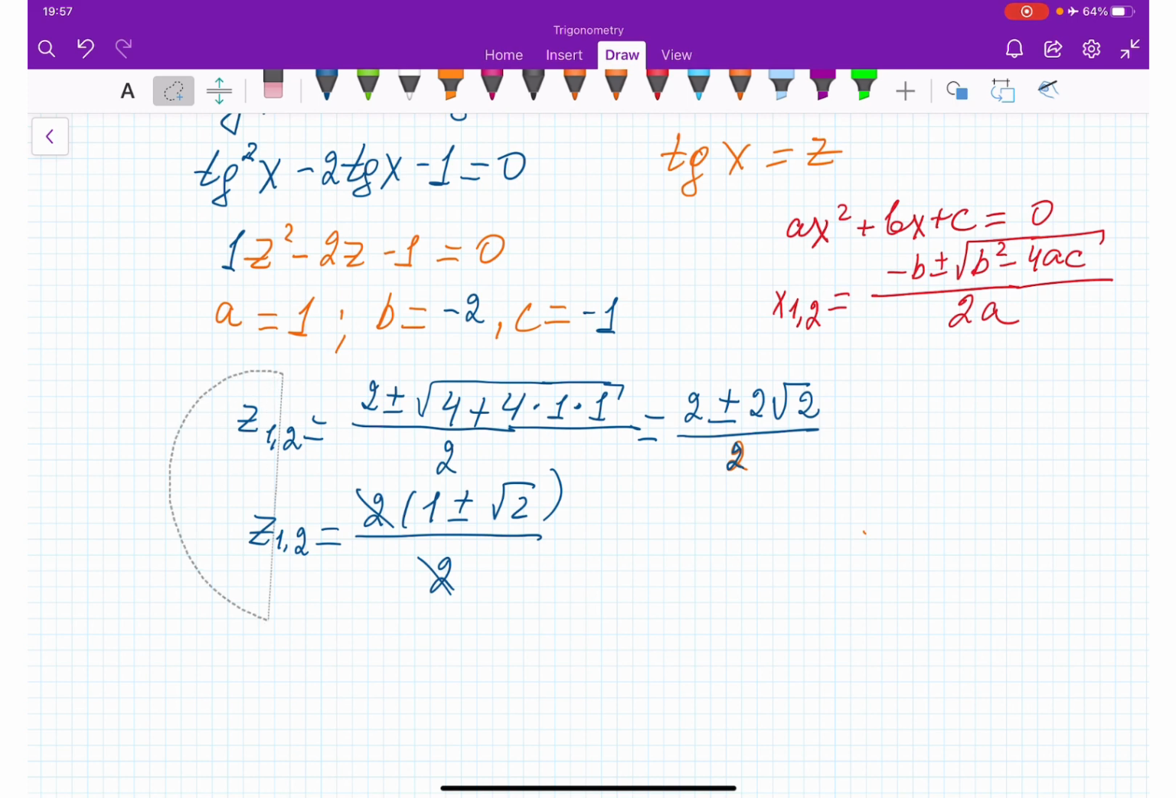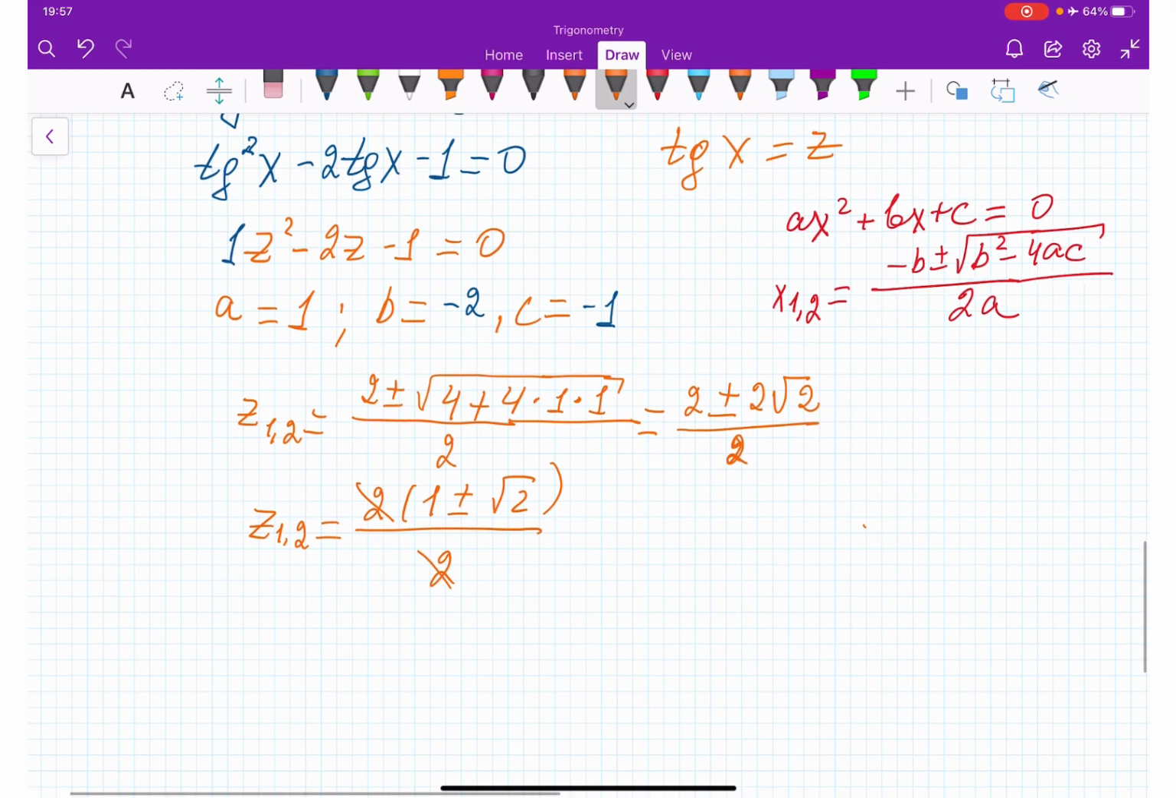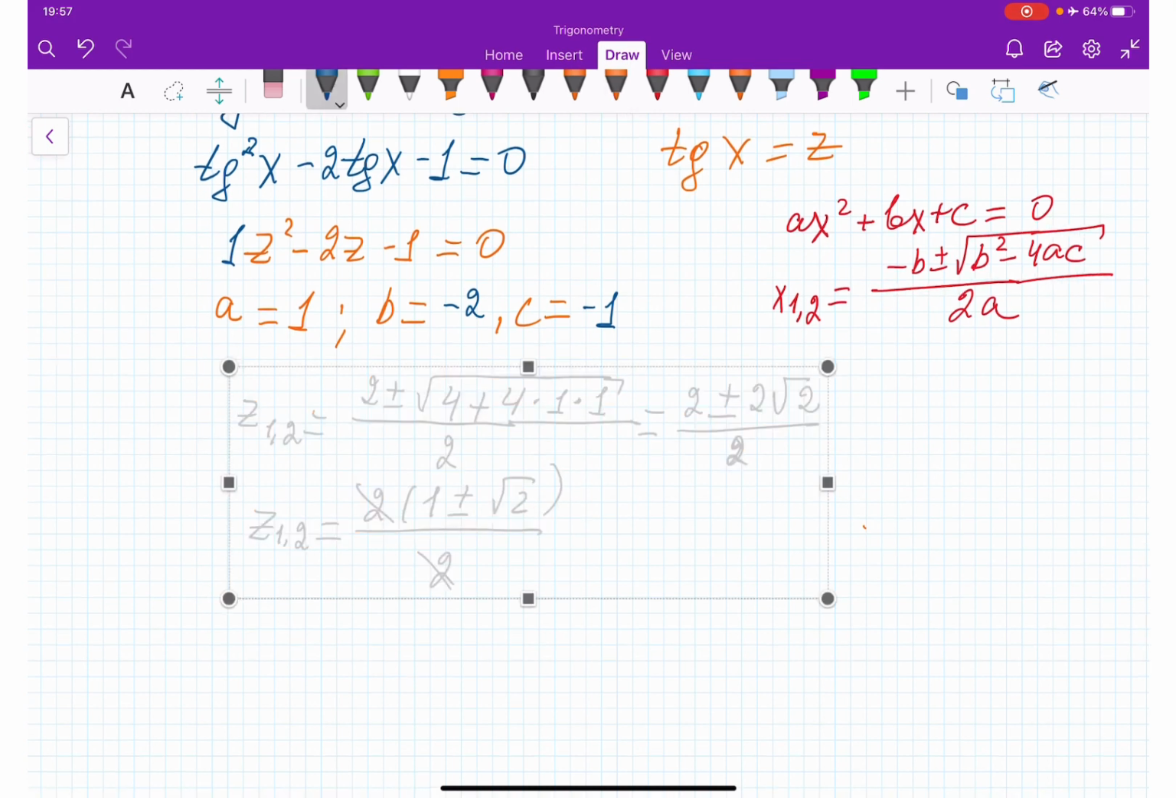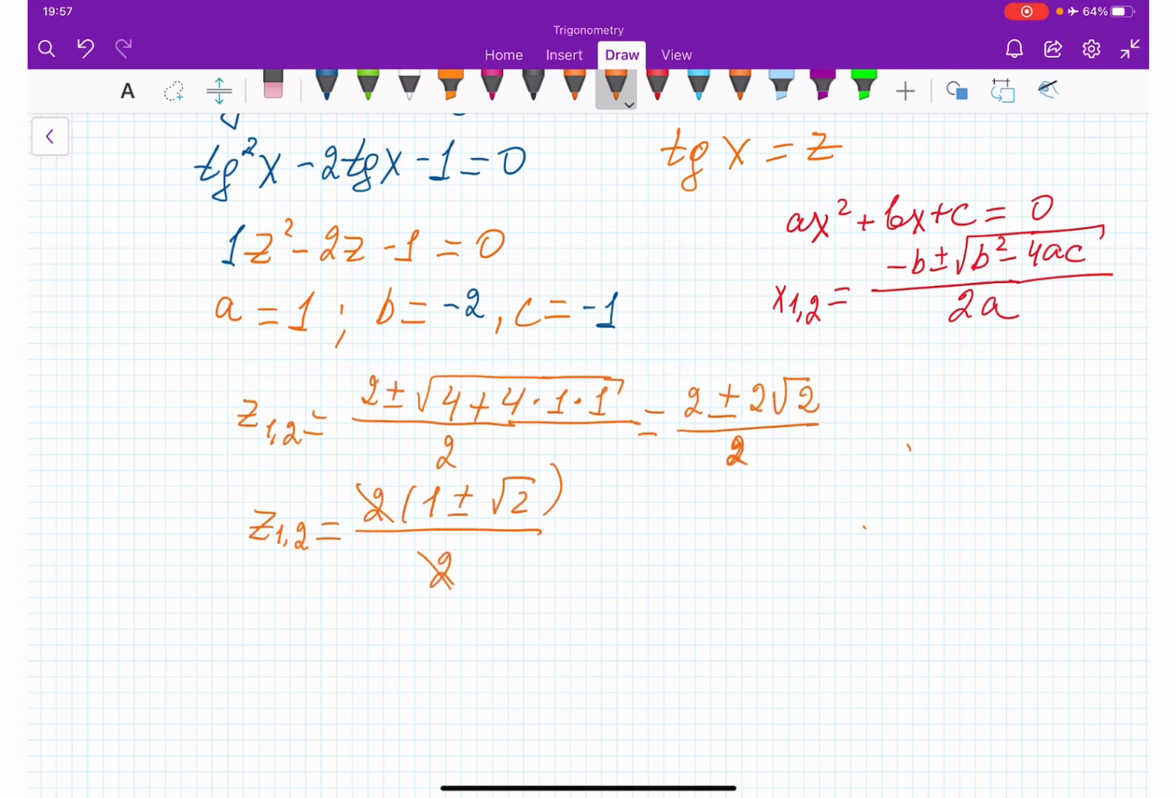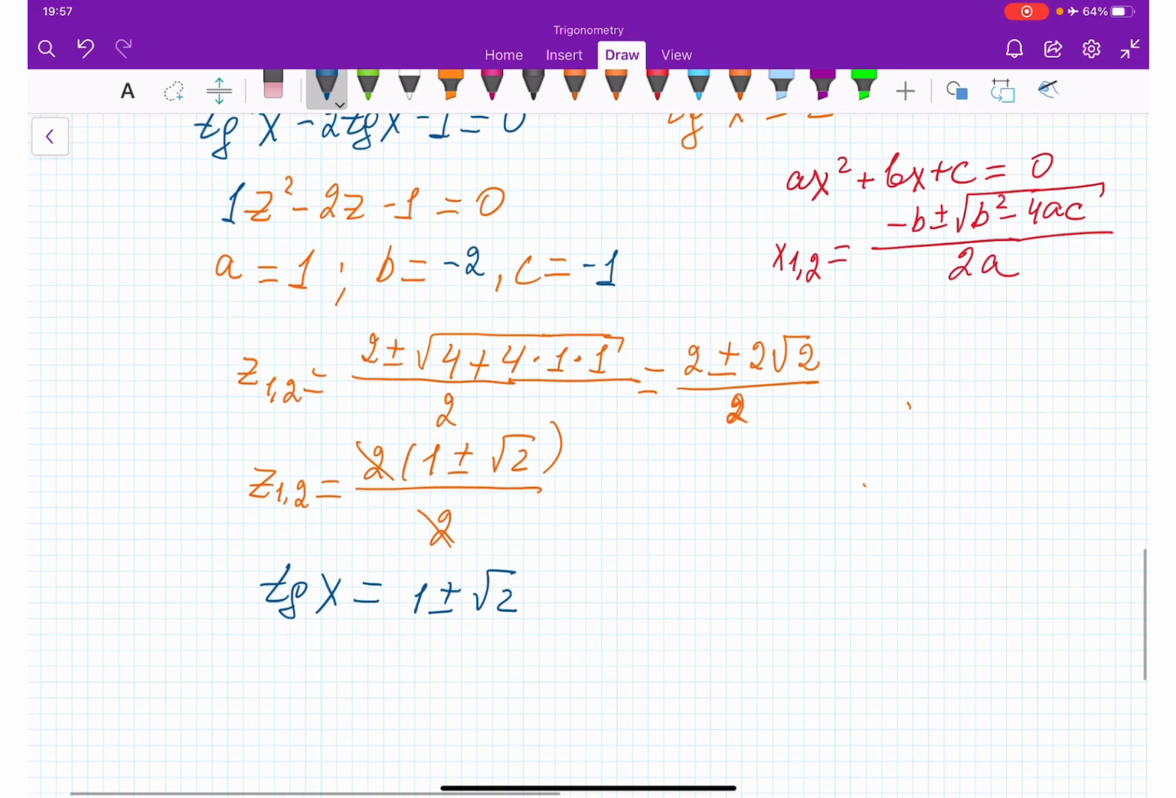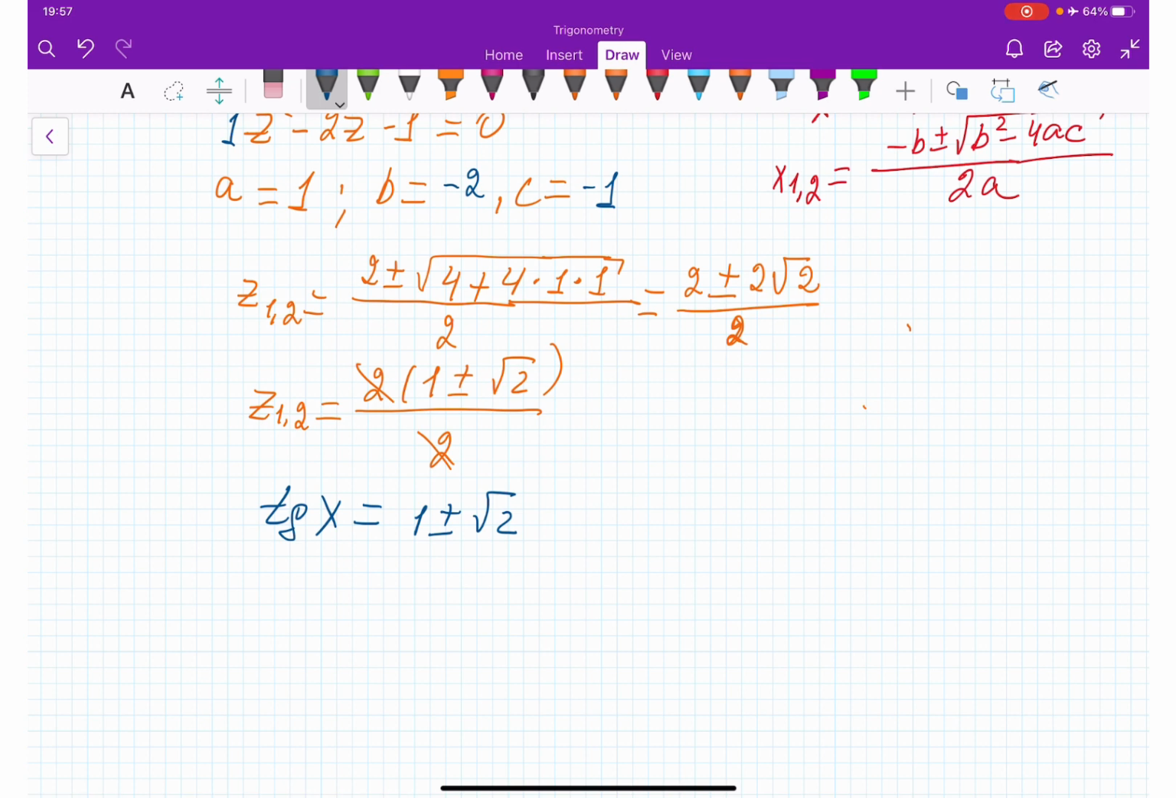So let me color with the light brown one so we know that we are going back to the blue color, meaning going back to the original problem, tangent x, not the substitution, but back to the trig function. Tangent x is equal to 1 plus minus square root 2. Now, how am I going to get x here? There's no way I can get x without a calculator or any other technology.